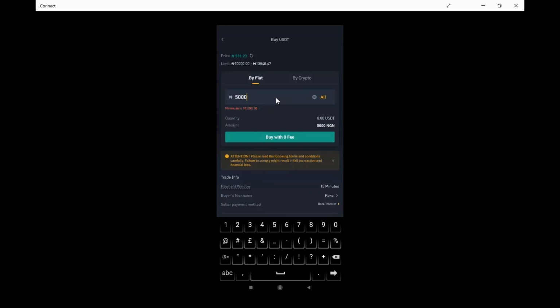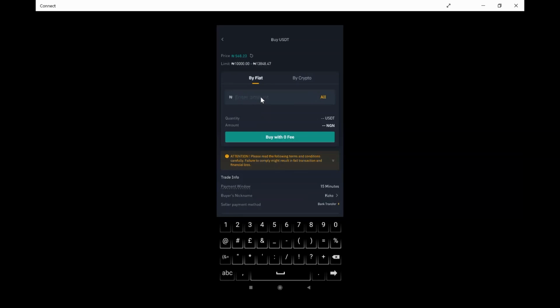If you notice, it's not working because of this guy's limit. Check here now. His limit is 10,000 to 13. So you see what I said earlier? It has to be within his range. So 5,000 cannot go. We have to increase it to at least 10,000.